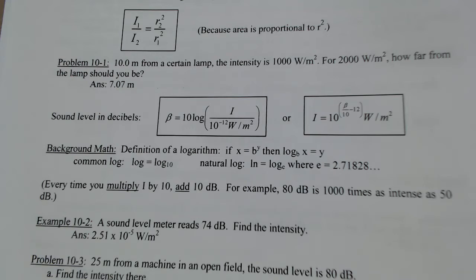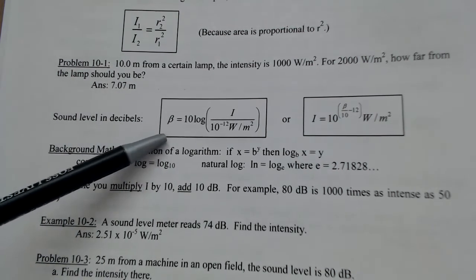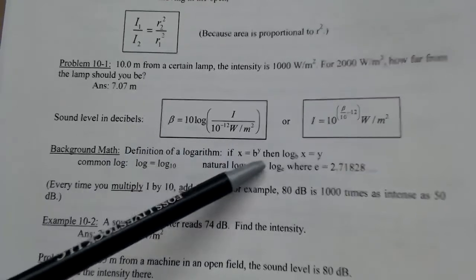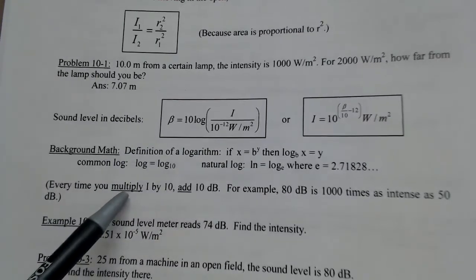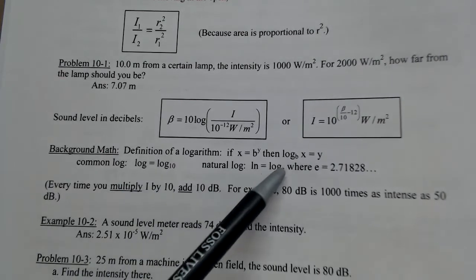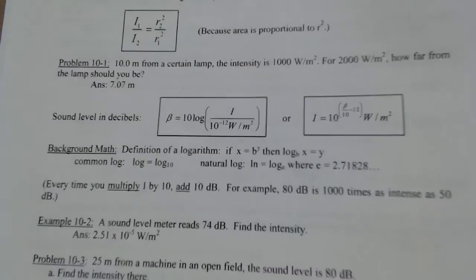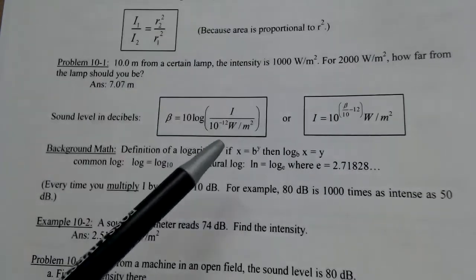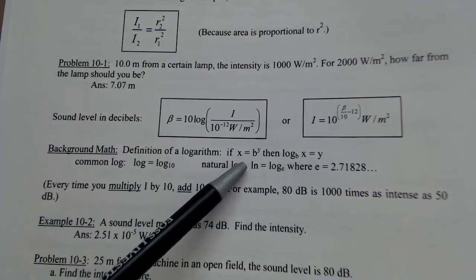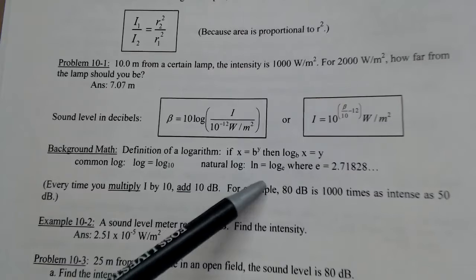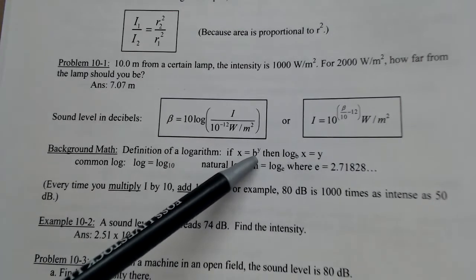So for several reasons, the sound level in decibels is defined according to this formula here. And underneath, I put a quick little summary of what a logarithm is. For most purposes, you can just think of it as a button you push on your calculator. But the underlying idea is that a logarithm is the inverse function to an exponential function. If x is equal to b to the y, b is a number called the base of the logarithm. For example, b might be equal to 10.